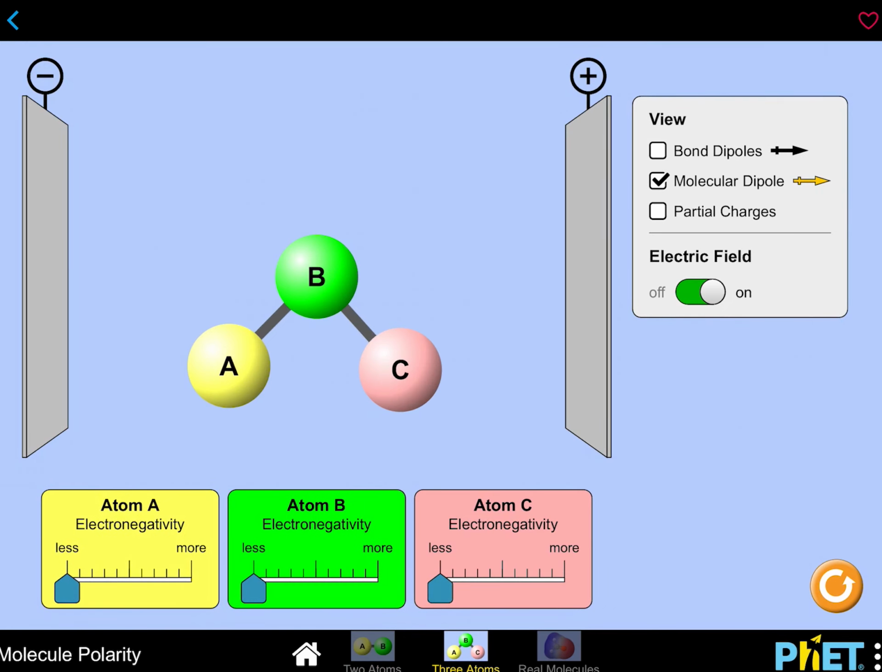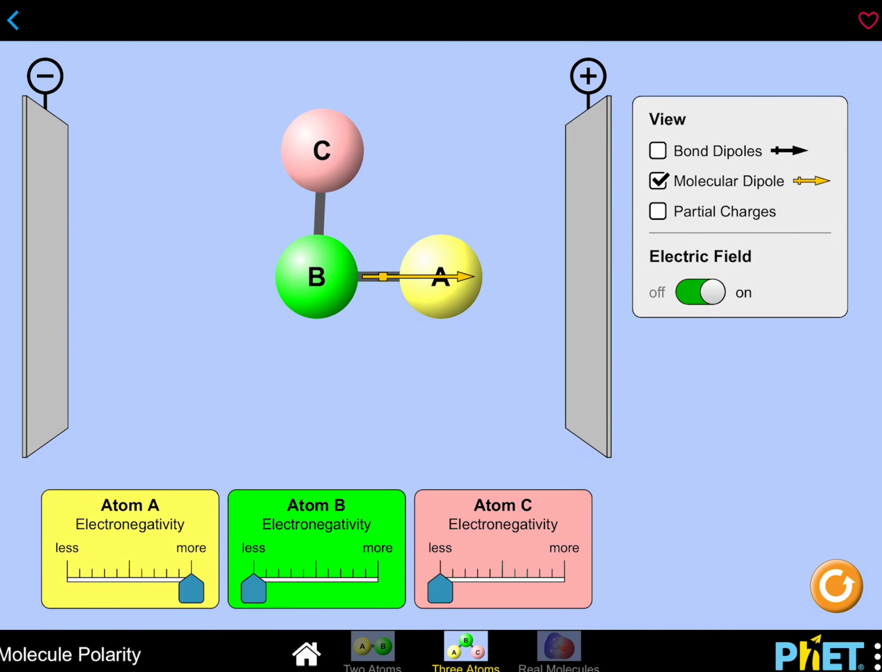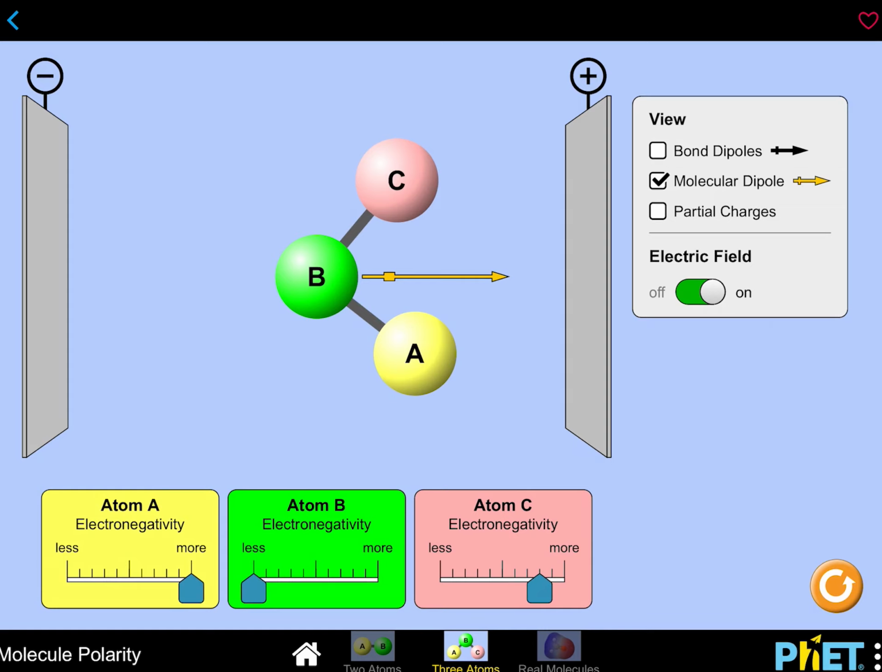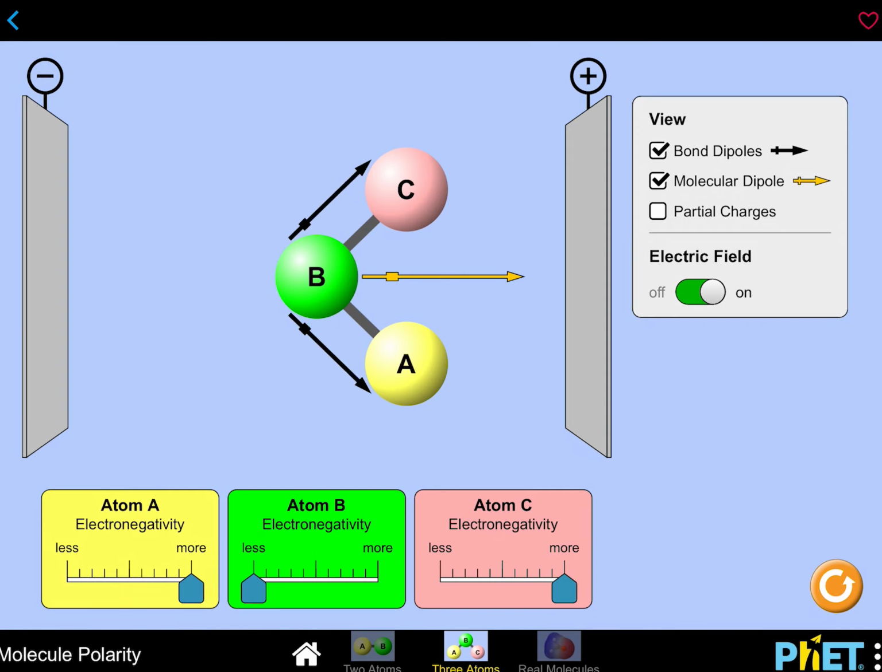When we get more complex atoms, like so, three atoms, and we change their electronegativities, we can see how this is going to be affected. Now this particular one, we have an electric field, so we have a negative plate and a positive plate. Negative will attract positive, positive will attract negative, and so on and so forth. So, as we change the electronegativity of an atom, we can change that dipole in a specific direction and cause a molecular dipole to be produced within here.